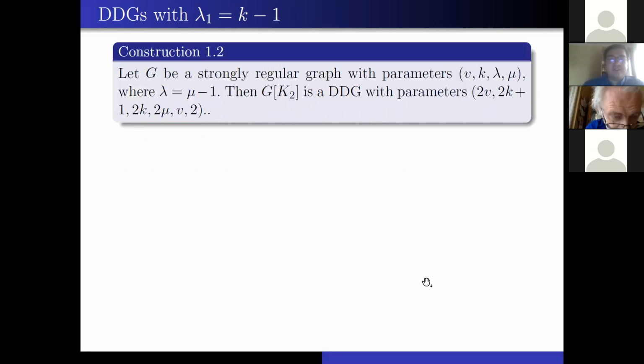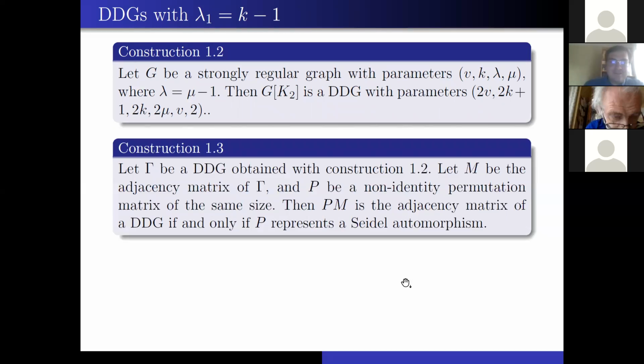So the next construction uses a strongly regular graph with parameters v, k, lambda, mu, where lambda equals mu minus 1. Then the lexicographic product of G and an edge is the DRG with parameters 2v, 2k plus 1, 2k, 2mu, v, and 2.